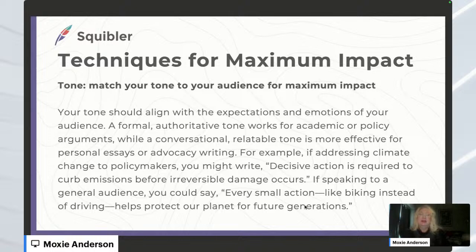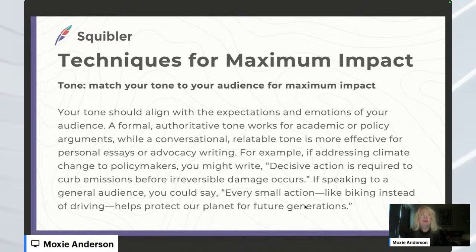persuasive language. You want to match your tone to your audience for maximum impact. Your tone should align with the expectations and emotions of your audience. So you do want to think about who you're trying to reach and what tone you should use with them. A formal and authoritative tone is going to work really well for academic or policy arguments, while a conversational, relatable tone is more effective for personal essays or advocacy writing.